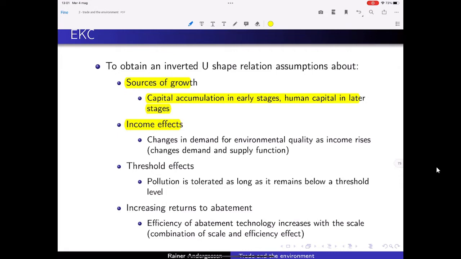So at the beginning it's very costly, that's why you grow, and you still have higher income but higher pollution. But then, because of increasing returns to scale, it becomes easier and easier to reduce emissions, and that's why you're going to do so, and that's why you get a larger income but declining pollution.